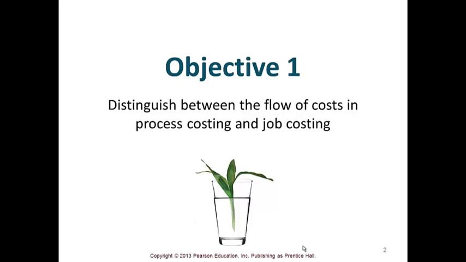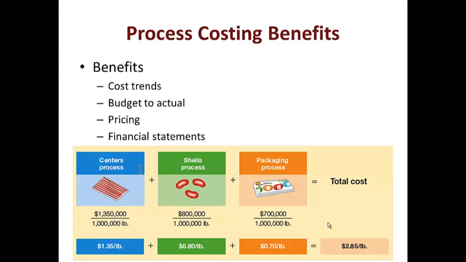So the first objective is to distinguish between the flow of cost in process costing and job costing. Process costing benefits are your ability to look at cost trends, budget to actual, pricing, and financial statements. So there's a lot of things that you'll be able to look at. And this is a good little picture where you can see that you have your centers process. Then if you're looking at shells process, packaging process to get a total cost of just a simple food type item.